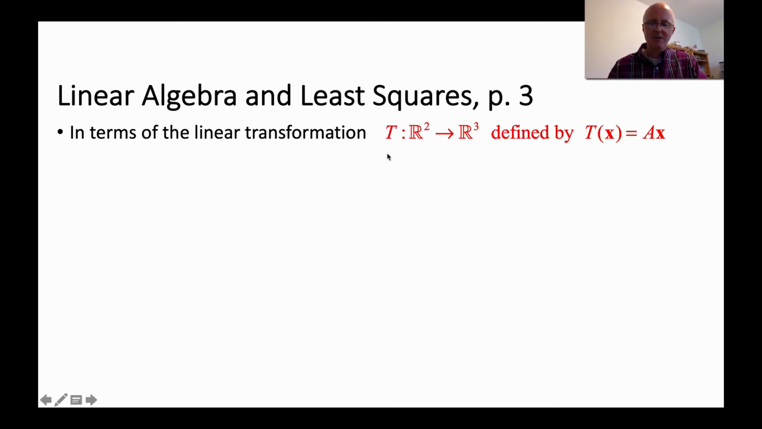Linear transformation, call it T, from two-dimensional space to three-dimensional space. So this is the domain. Input vectors are two-dimensional, output vectors are three-dimensional, defined by this equation. T of x, this is function notation here, T of x equals A times x. That's matrix times a vector.